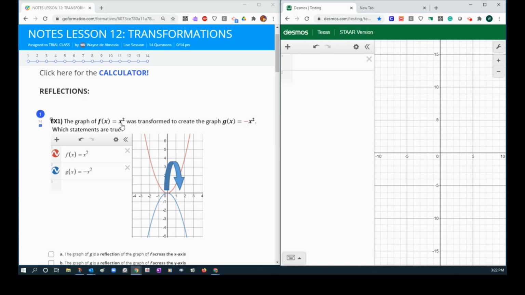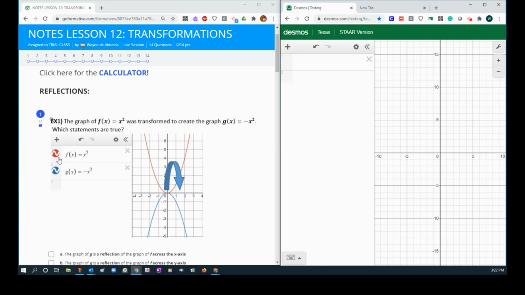Okay, so here we have f of x equals x squared was transformed to create the graph g of x equals negative x squared. So if you notice, this is the parent function, and this is the modified function where you have a negative in the front. So first thing we did is open the calculator and plug in the two formulas. Please notice that we used f of x and g of x instead of y, and that's okay. You can use y or f of x and g of x. The reason why I like to use f of x and g of x is because it helps me understand the problem better, and remember that this is the f and this is the g of x, okay?